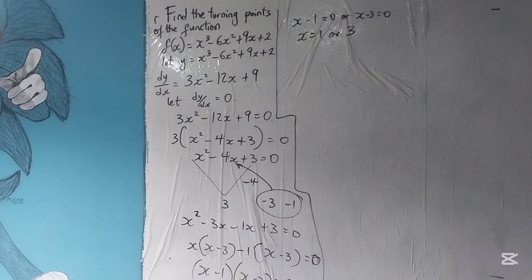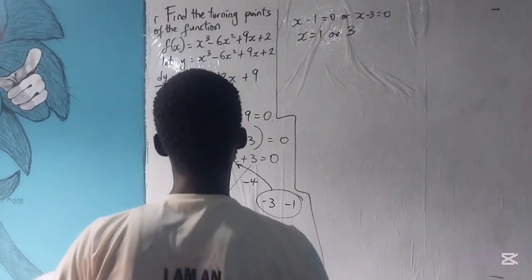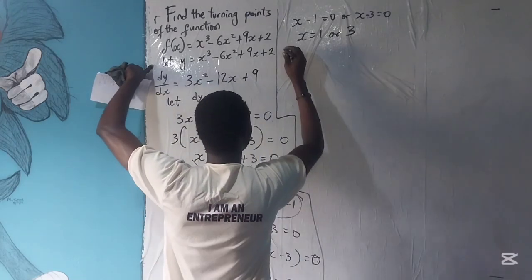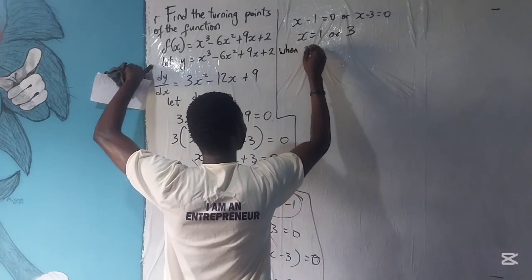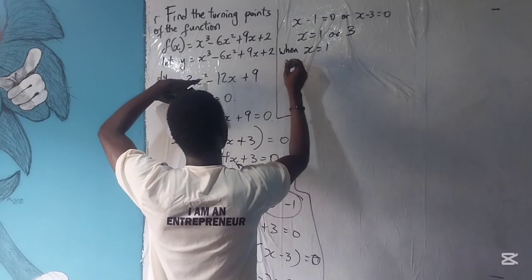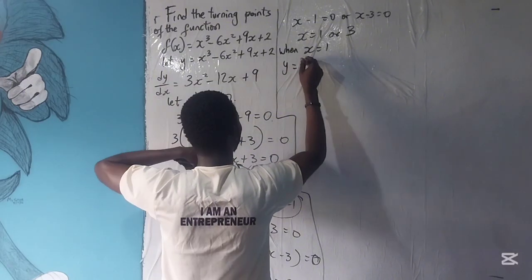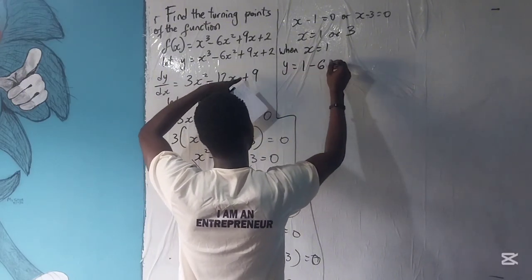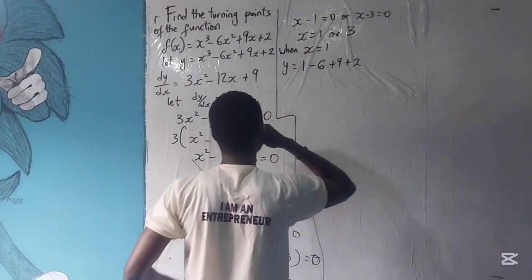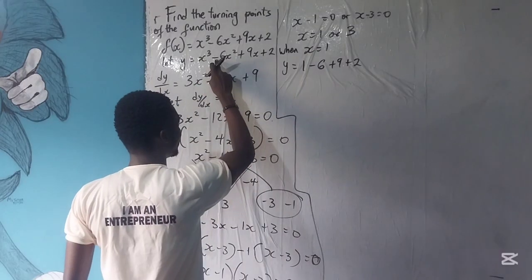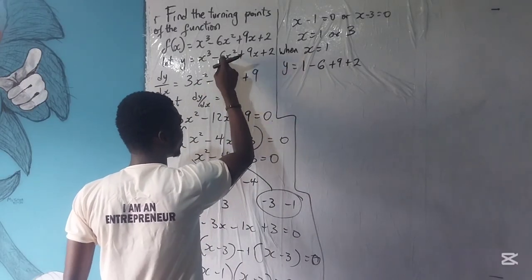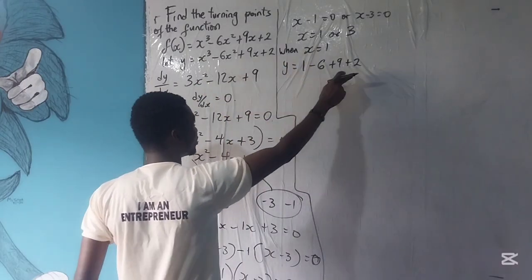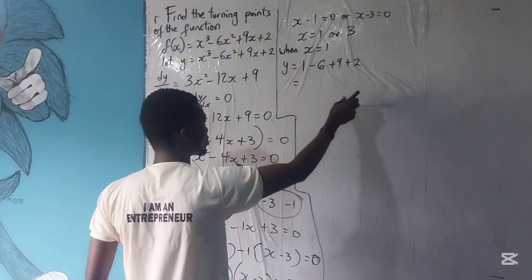But now, the same thing, we also need to get the two values for y. We've gotten two values for x, we need to get the two values for y. Now, we are going to put it into the function itself. So when x equals 1, that means y will be 1 cubed, that's 1, minus 6 plus 9 plus 2, right? 1 cubed minus 6 into 1, since it's 1, it will still give us 6, and this will still give us 9.